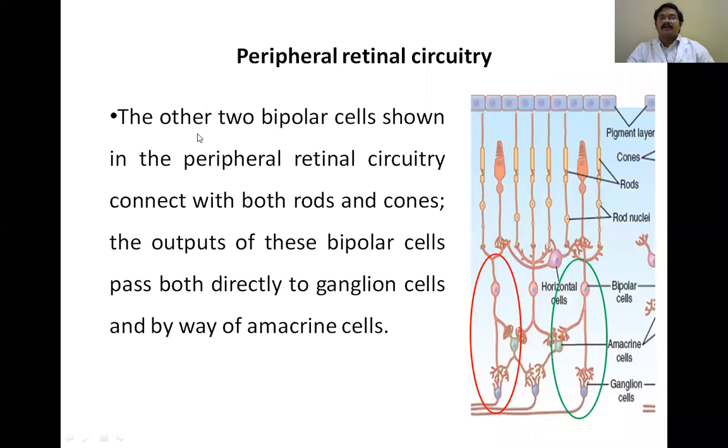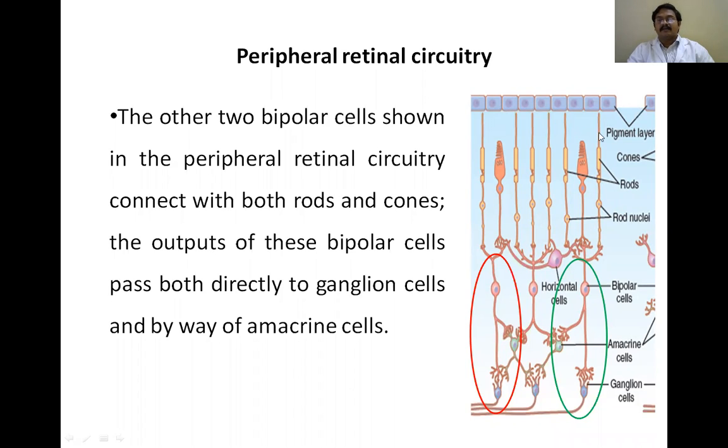If you look at the 2 bipolar cells shown in the peripheral retina circuit, they receive both rods and cones. The outputs of the bipolar cells pass directly to the ganglion cells. So with this type and this type, with rods and cones, one bipolar cell goes directly to the ganglion cell, and it also goes through the amacrine cells, which synapse with the ganglion cell.